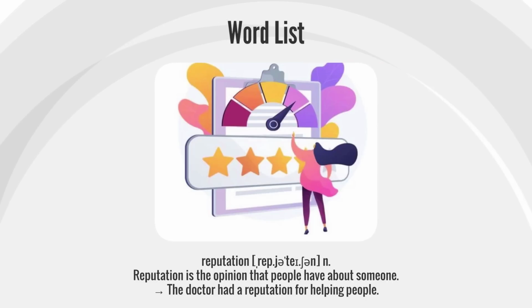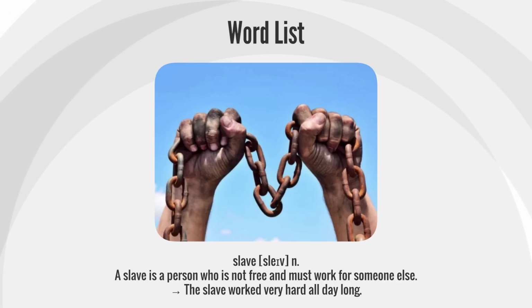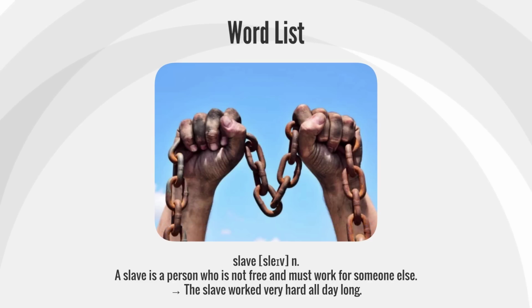Reputation. Reputation is the opinion that people have about someone. The doctor had a reputation for helping people. Royal. Royal describes something that belongs to a king or queen. The king sat upon the royal throne. Slave. A slave is a person who is not free and must work for someone else. The slave worked very hard all day long.